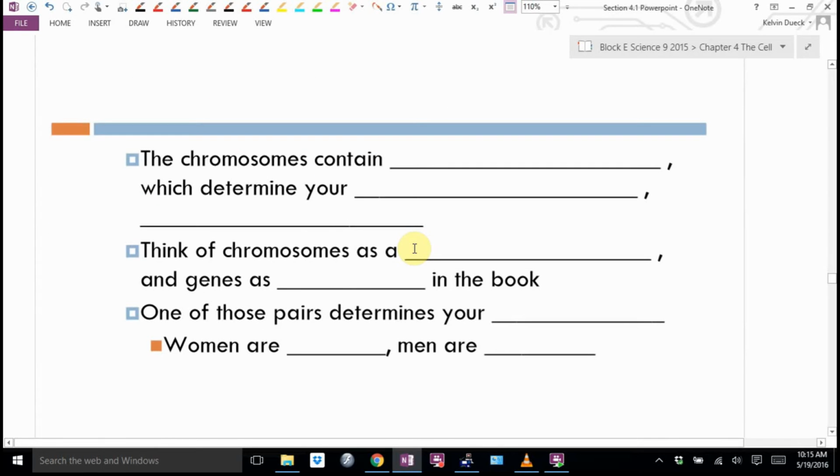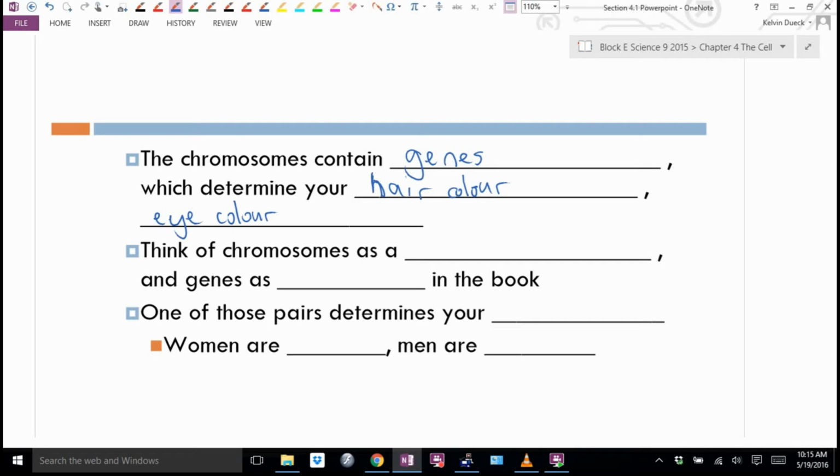So, the chromosomes contain genes. What's a gene? It's a set of DNA codes that codes for a specific protein. And so these genes determine everything, your hair color, your eye color, whether you have a hitchhiker's thumb or a straight thumb. Some people have this, some people have that. Whether you have hair on your knuckles or not, everything.